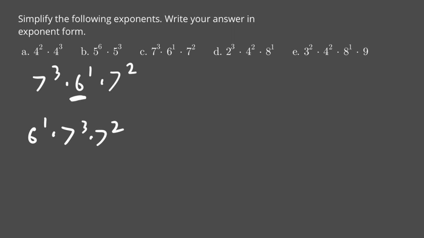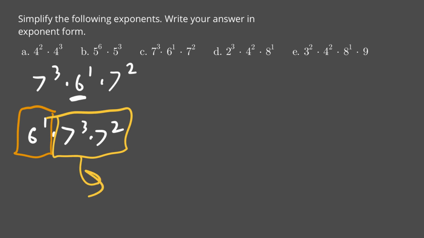Okay, for the time being, let's just ignore 6 to the power of 1 and focus on the 7s. So when we simplify this, we have 7 to power 3 times 7 to power 2. Notice the bases match, so we have 7 adding the exponents to the power of 5.